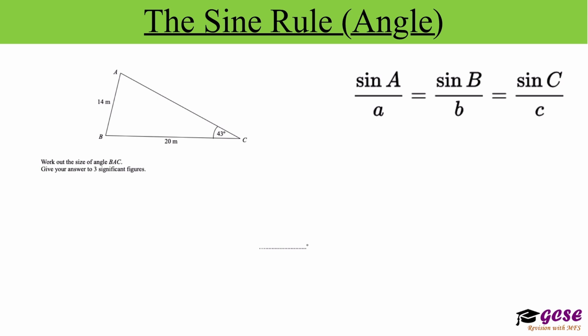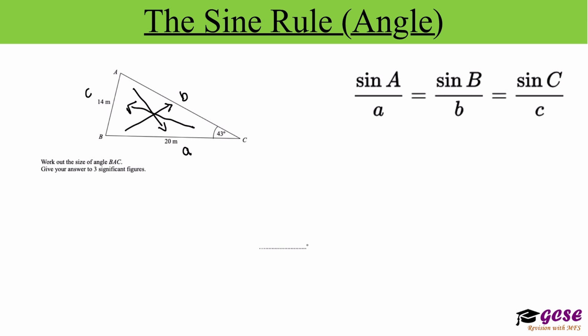So first of all, what we're going to do is we're going to label our triangle. Now, because we're given the letters of the corners already, we're going to work from that. So capital A, opposite A is going to be lowercase a. Capital B, opposite B is going to be lowercase b. And capital C, opposite C is going to be lowercase c.